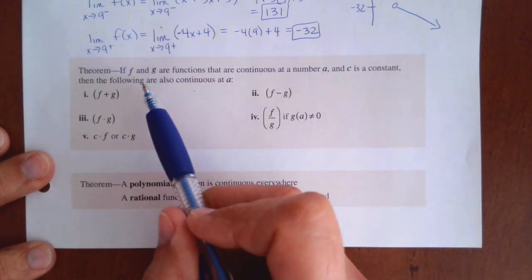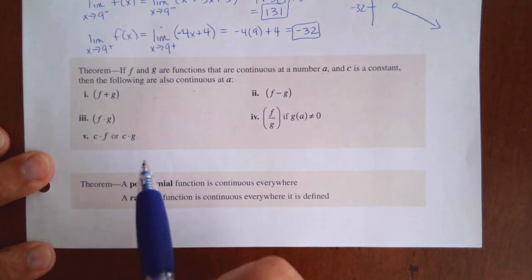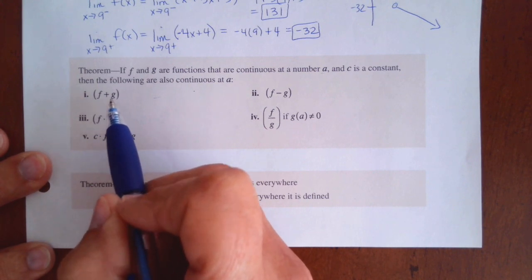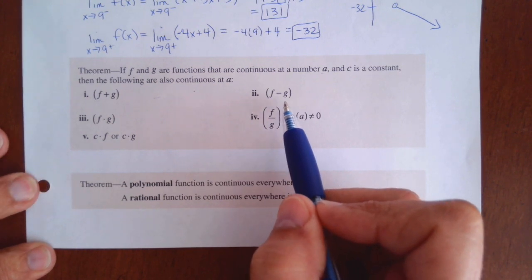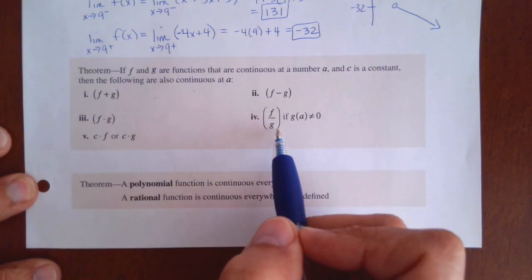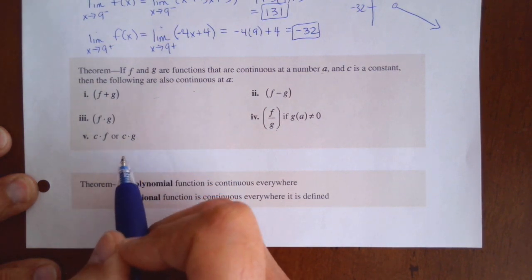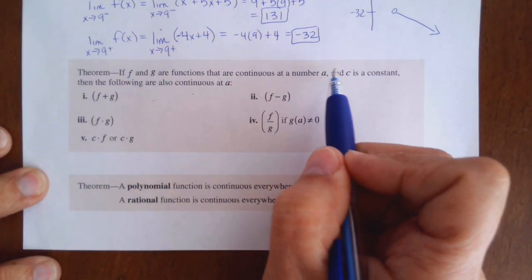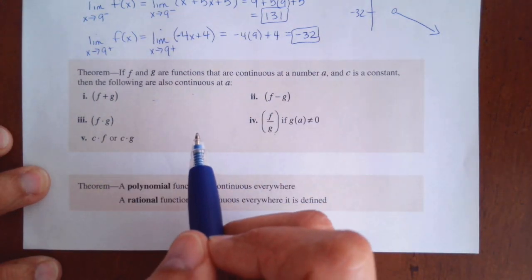So again, if f and g are both continuous at a, then all of the following are also continuous at a. If you have two functions that are continuous at a and you add them together at a, that will also be continuous. If you subtract them at a, that value will also be continuous. Same thing for multiplication, same thing for division, as long as you're not dividing by 0. And then this is the constant part. If you multiply by some constant, you're still going to be continuous. Again, all of those are continuous when you're talking about a specific value that you already know is continuous on both of those functions. Okay?